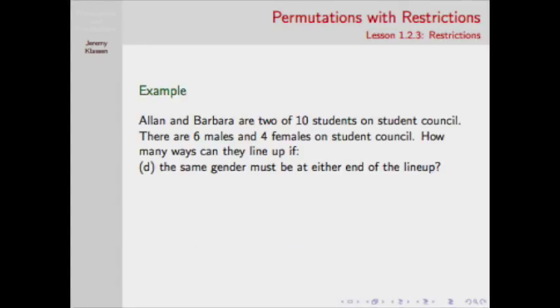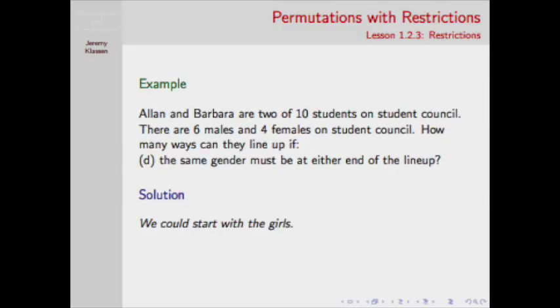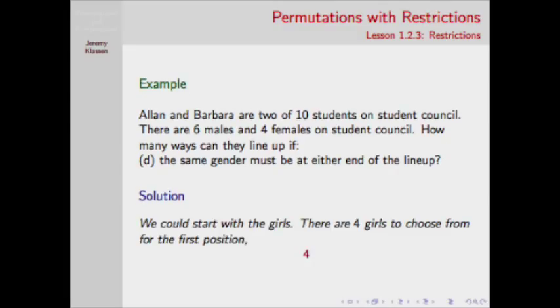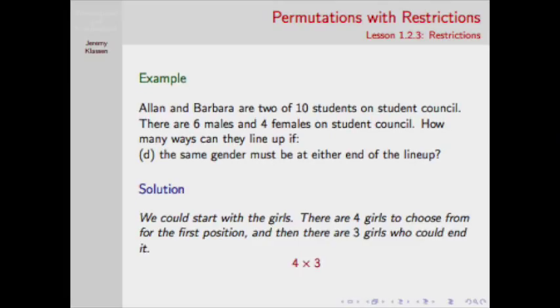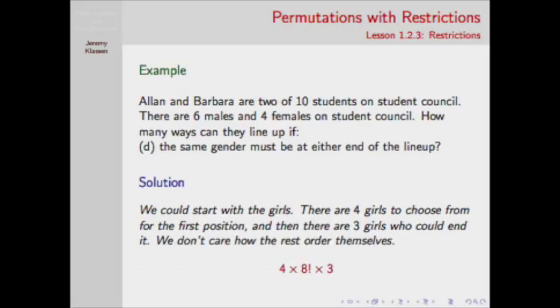Now let's consider the question where the restriction is that we must have the same gender at either end of the lineup. In this particular question, you're not told which gender to start with. It's kind of up to us. And notice that this could happen in 2 different ways. We could, for example, start with the girls. There are 4 girls to choose from for the first position, which leaves us with 3 girls who could take up the last position. And then since we don't care about how the remaining group of 8 stand, we'll insert an 8 factorial in between these 2.